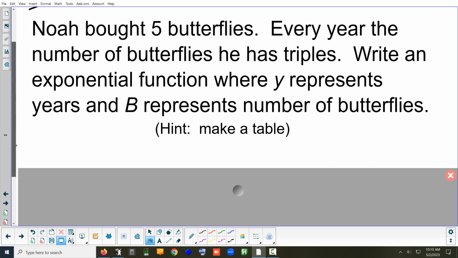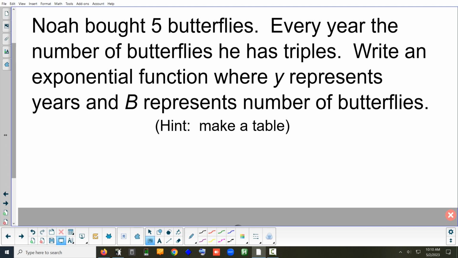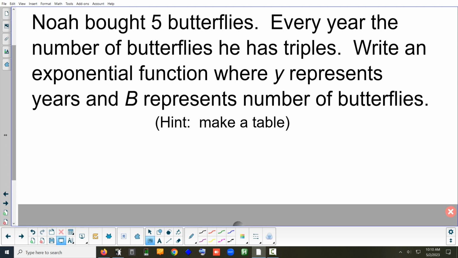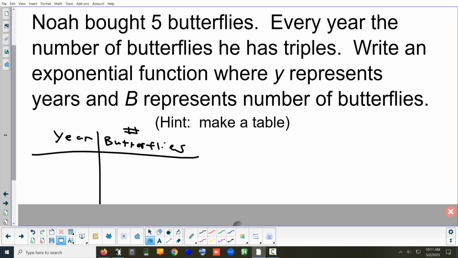The first thing you have to figure out, well, they give you a hint. They say to make a table, and the table is going to have 2 columns. One column is going to be the year, and the other column is how many butterflies Noah had that year. We're going to assume that when the butterflies triple every year, we don't know how many would be dying, so we can't take that into account. We're just going to assume the number keeps tripling.